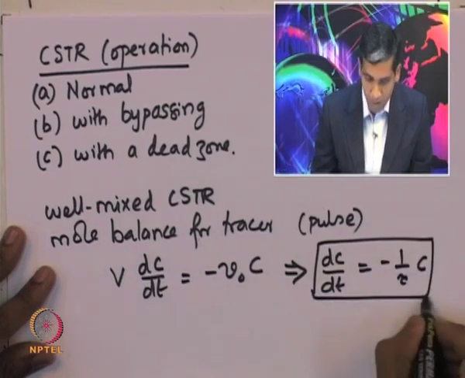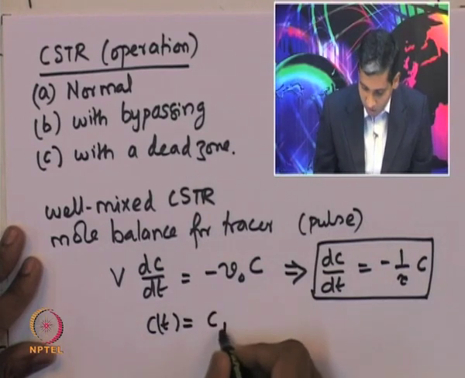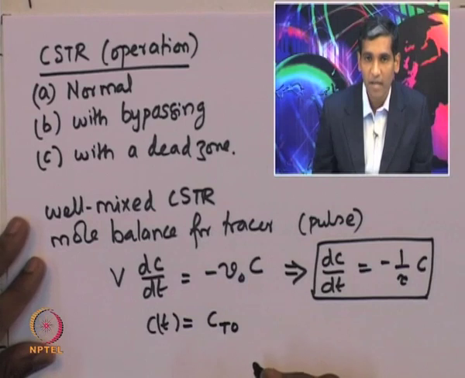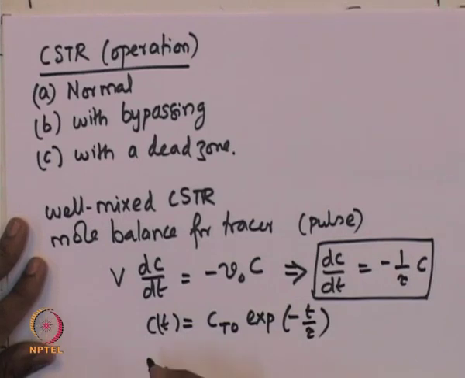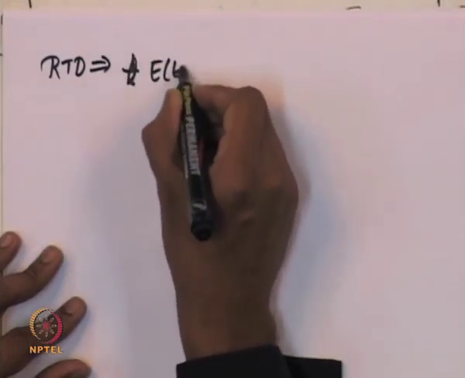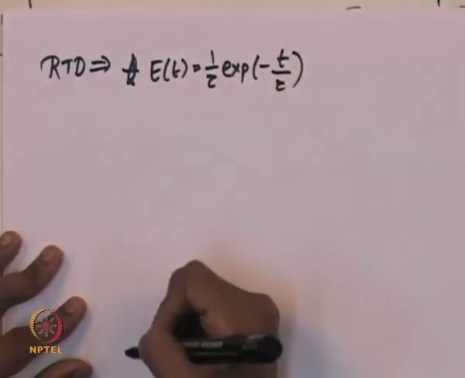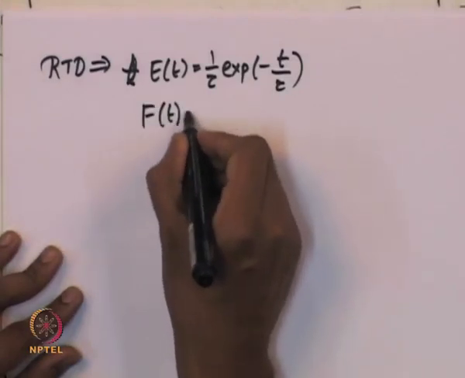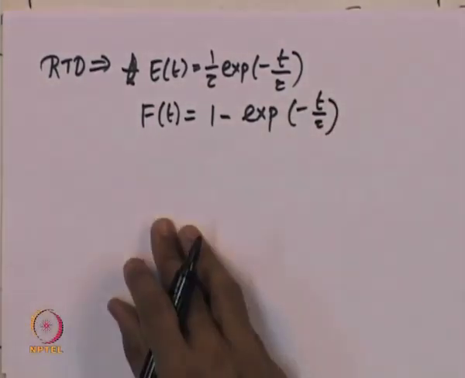That is the mole balance for the tracer, and by integrating this expression one would find that C(t) is equal to the initial total concentration of the tracer, C_t0, times exponential of minus t by tau. And we know that the RTD function for this reactor is given by 1/tau times exponential of minus t by tau, and the F curve is given by 1 minus exponential of minus t by tau. So, this we have already seen.